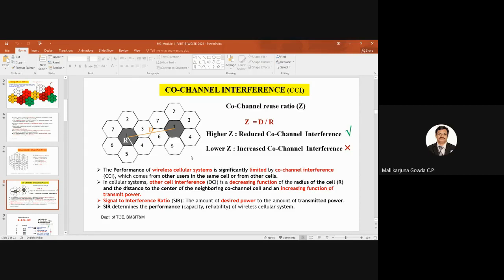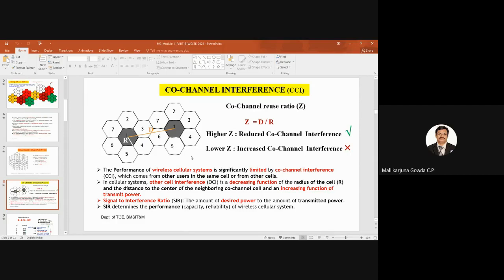So here we use a term called signal to interference ratio. This signal to interference ratio determines the performance of the wireless cellular system. Hope you understand what I am saying. Performance here may be in terms of capacity or reliability, right?